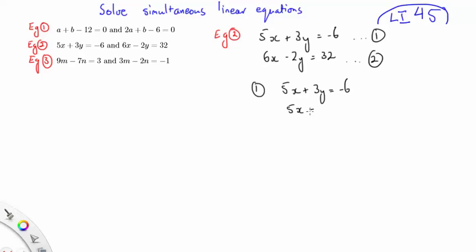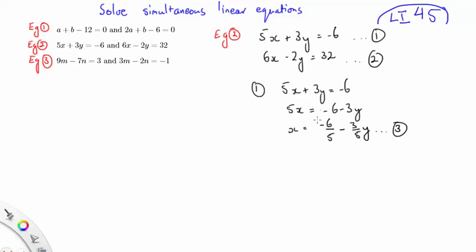So 5x equals, we subtract 3y from both sides, and then we divide both sides by 5. So we get -6 on 5 minus 3 on 5y. And we call that equation 3. We give it a name because it's a new equation.